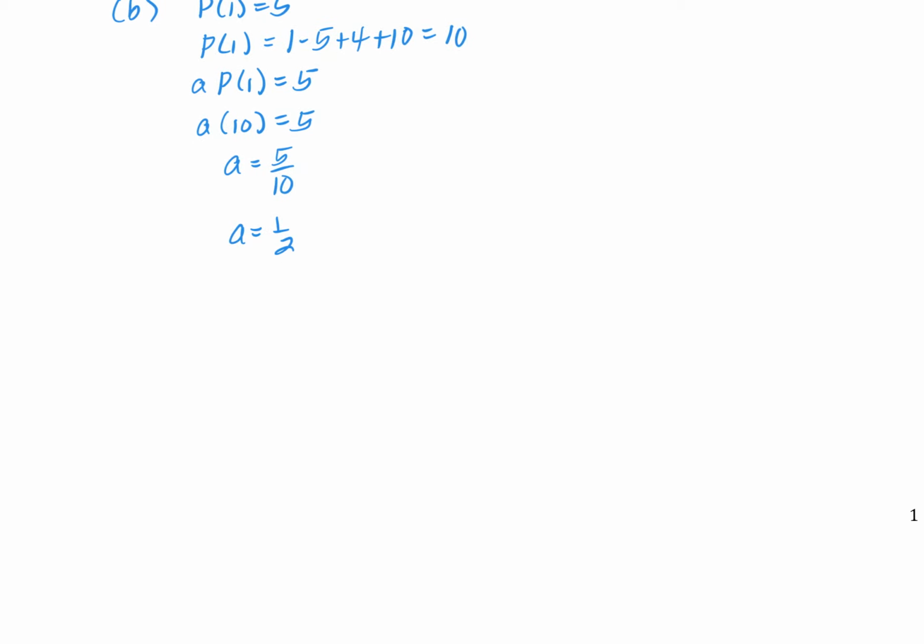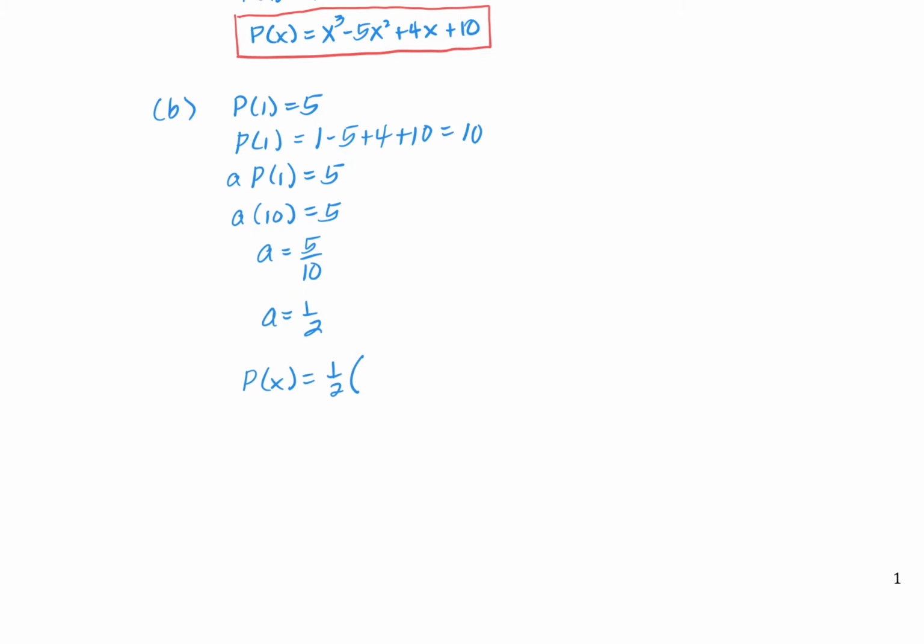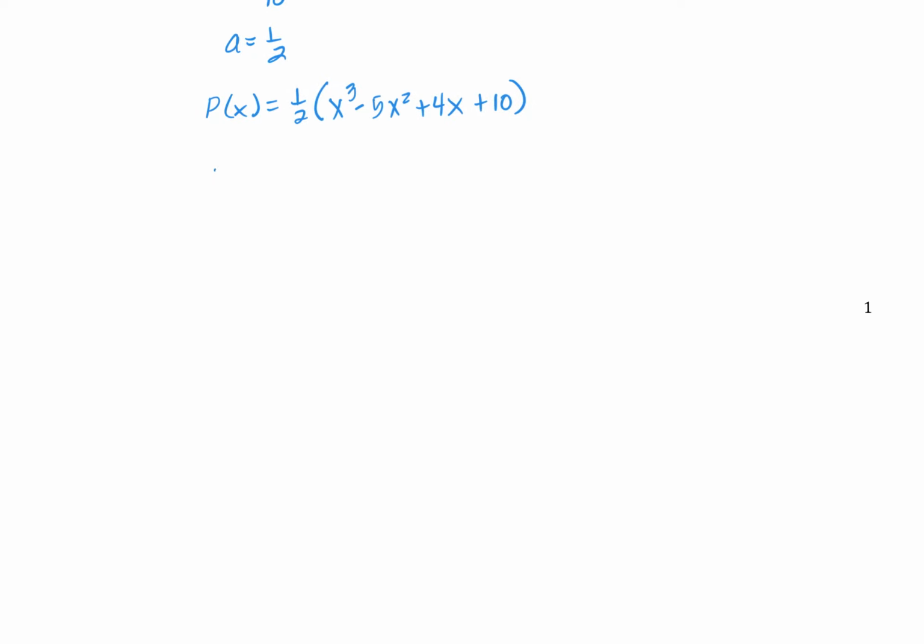That means that the polynomial that will satisfy p of 1 is equal to 5 would be 1/2 times the polynomial I had in part A, which is x to the third minus 5x squared plus 4x plus 10. And of course, we're not going to leave it like that. We have to distribute that 1/2 to get the final polynomial, which is going to be 1/2 x to the third minus 5/2 x squared plus 2x plus 5.